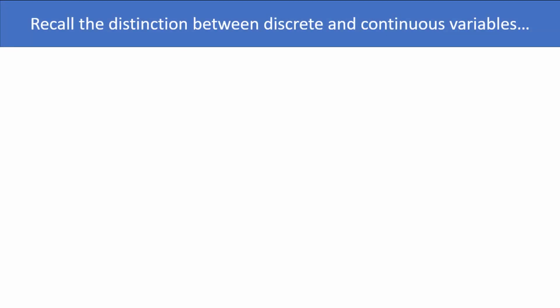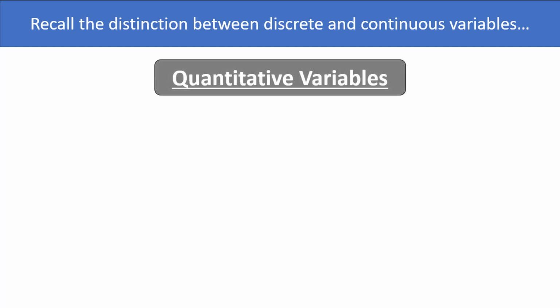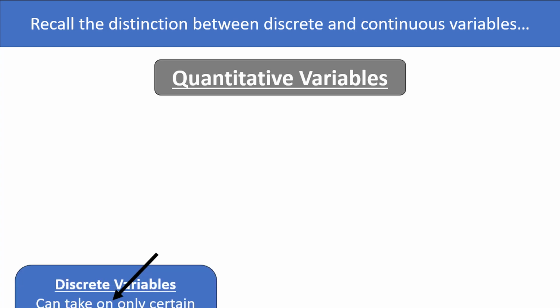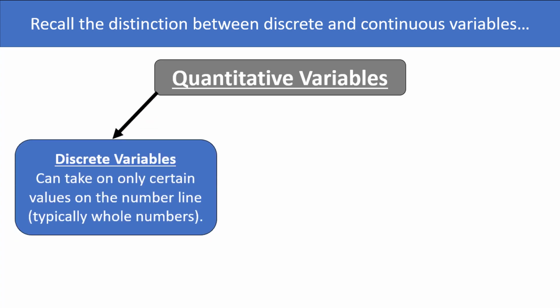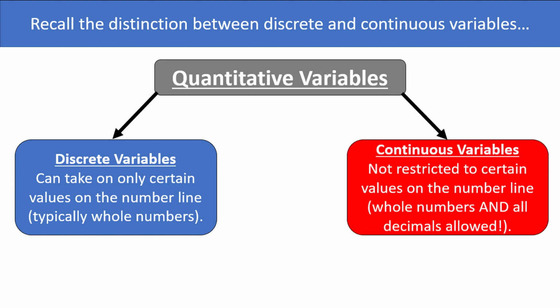Recall the distinction between discrete and continuous variables, which I have discussed in other videos. Both are examples of quantitative variables. Discrete variables can take on only certain values on the number line, typically the whole numbers. This might be something like the number of pets a student owns, or the number of customers who enter a store in an hour.